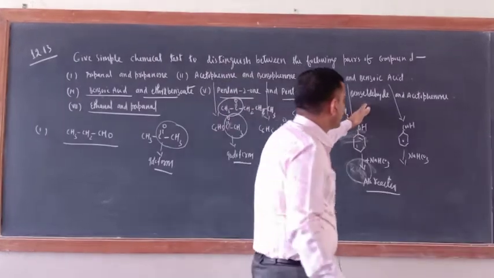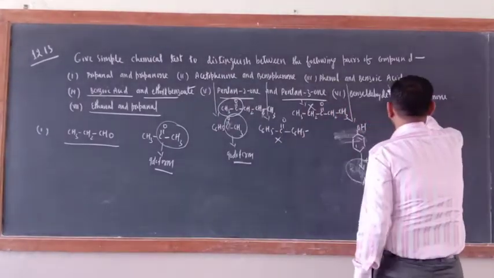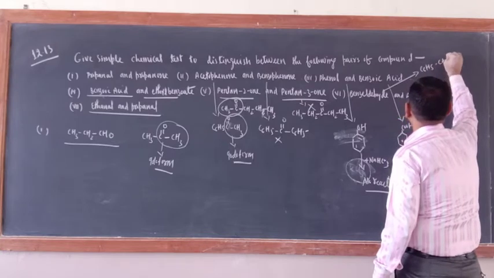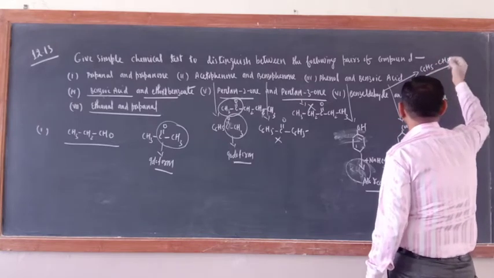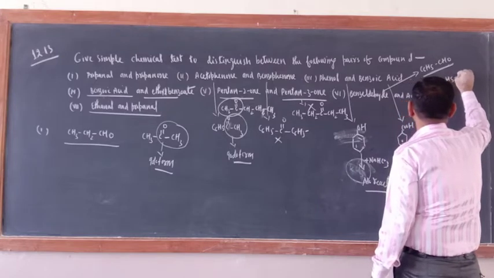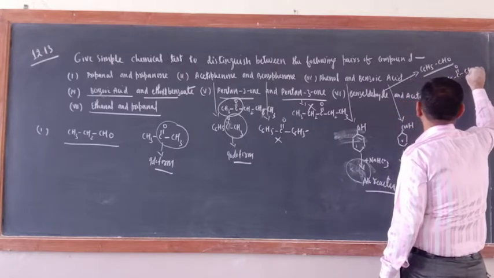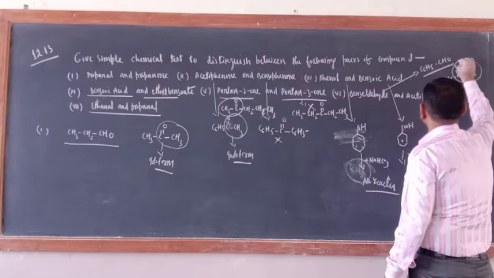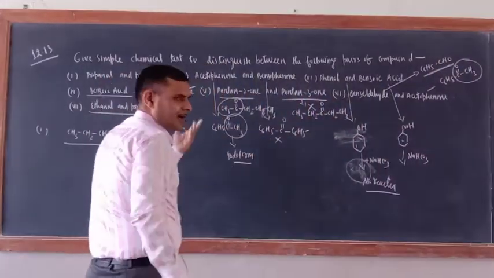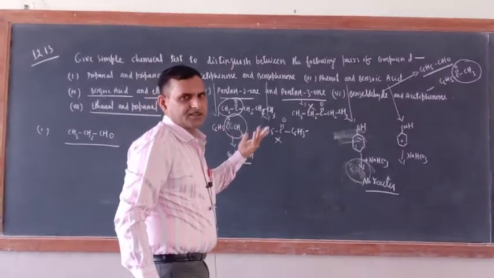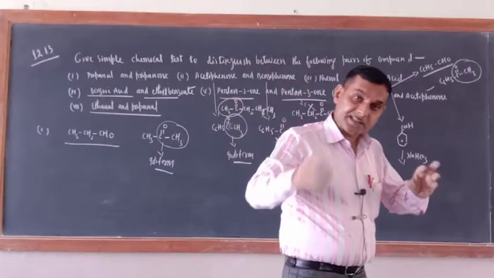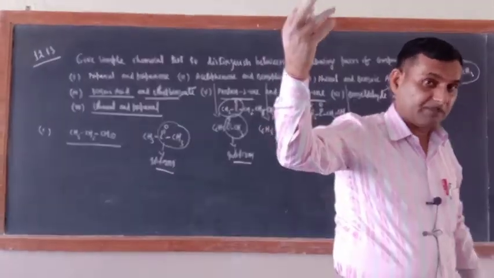Next one is benzaldehyde and acetophenone. Just see, benzaldehyde is C6H5CHO. Here the CH3CO group is not there. Acetophenone means C6H5 C double bond O CH3. Now the CH3CO group is there, so this will give the iodoform test. Now the reaction you can write, very easily you can write the reaction. Correct? How to write the reaction, that also I have explained in a detailed way.